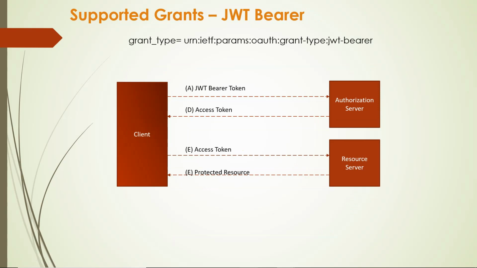So the next supported grant is JWT bearer token. This is the grant type value here: urn:ietf:params:oauth:grant-type:jwt-bearer. This token is used mainly for, for example, server to server OAuth integration.